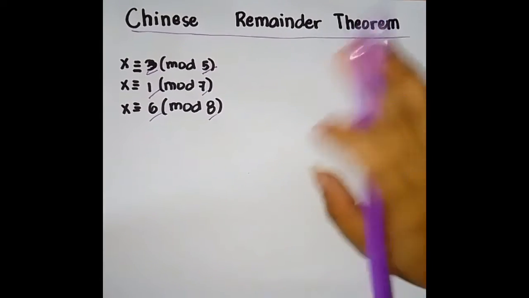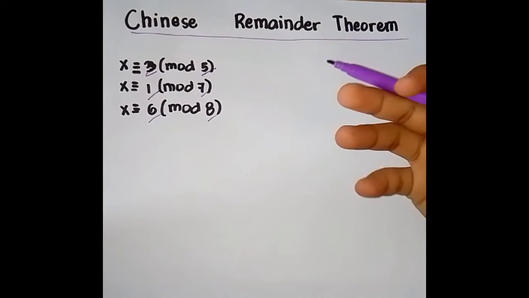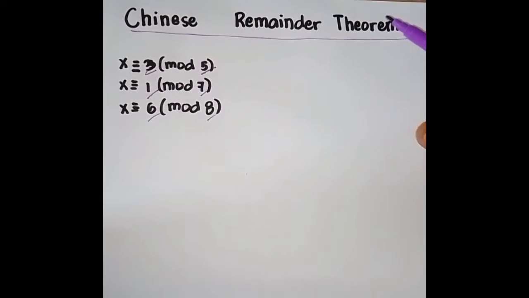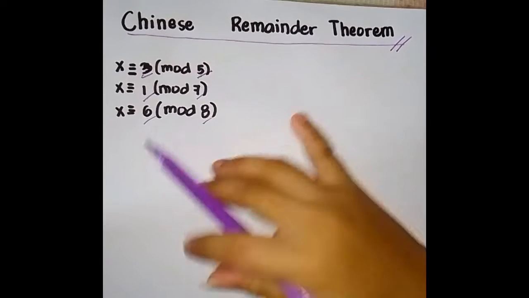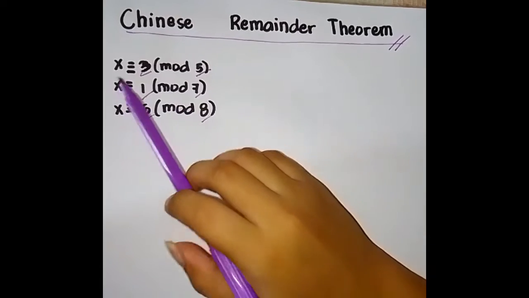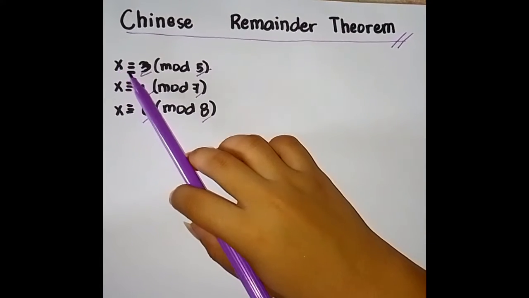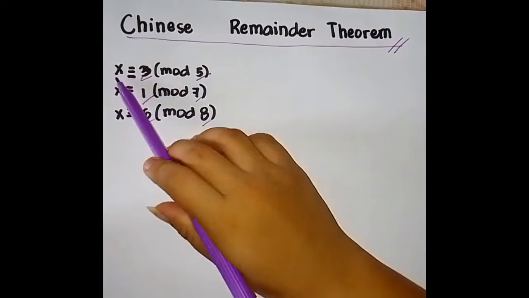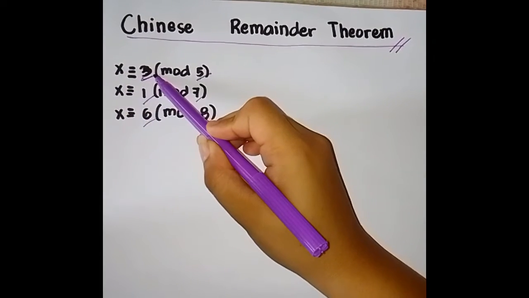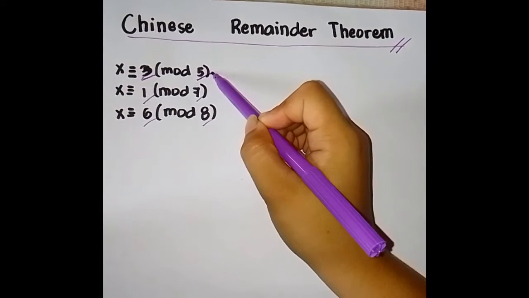Hello! Since we're done talking about Wilson's theorem, now we'll proceed to the Chinese remainder theorem. I have here the given modulus. I have x that is equivalent to 3 mod 5. That means that x has a remainder of 3 when divided by 5.